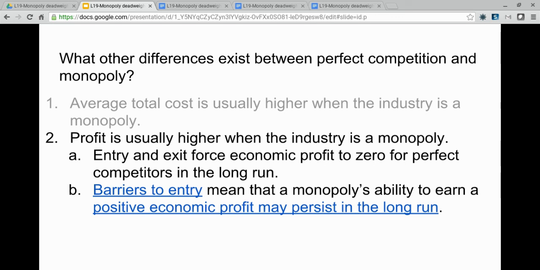Second, profit is usually higher when the industry is a monopoly. Entry and exit force economic profit to zero for perfect competitors in the long run. Barriers to entry for the monopoly mean that a monopoly's ability to earn positive economic profit may persist in the long run.